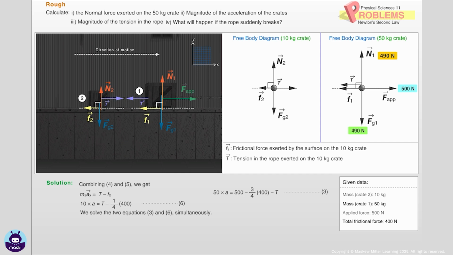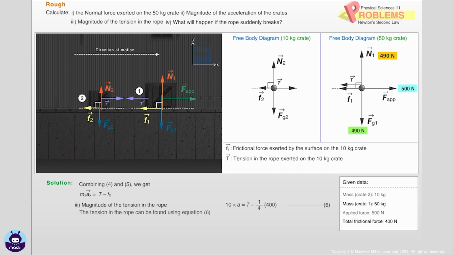We solve the two equations 3 and 6 simultaneously. 50A equals 500 minus 300 minus T. 10A equals T minus 100. Adding the equations, 60A equals 100. Therefore, A equals 1,67 meters per second squared. This is the acceleration of each of the crates to the right.